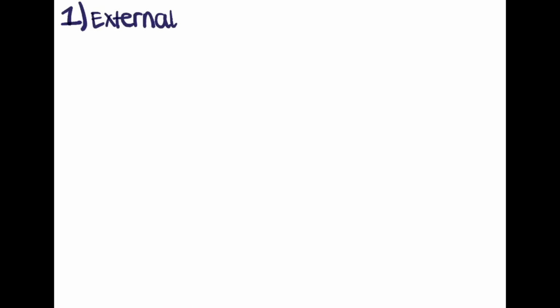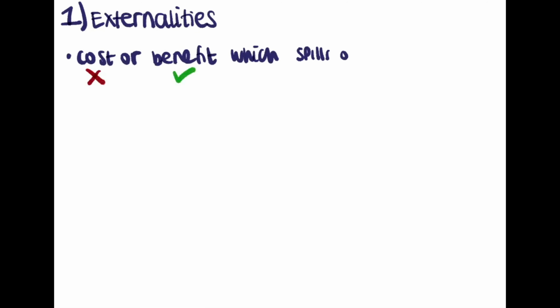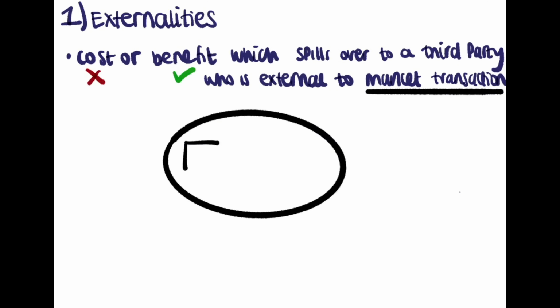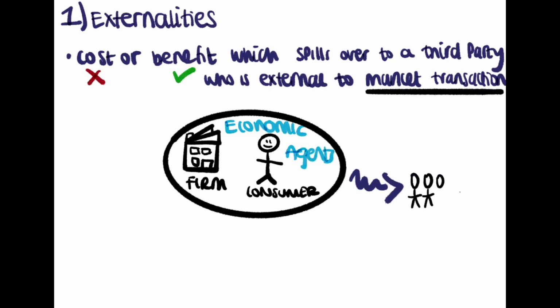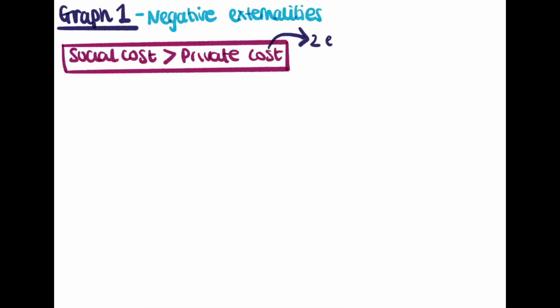So what are externalities? They are either costs or benefits which spill over to a third party which is external to the market transaction. An internal externality would only affect the producer and consumer, the two economic agents in the transaction. However, there is also a cost or benefit on an external party which the two economic agents have not taken into account. The first graph we will look at are negative externalities in production.